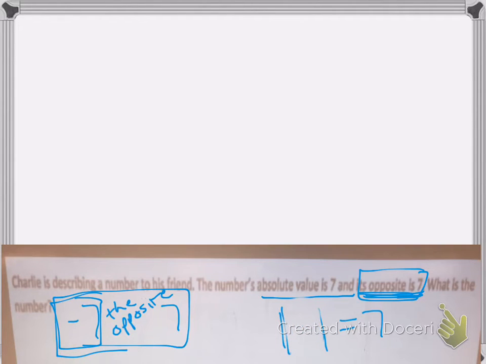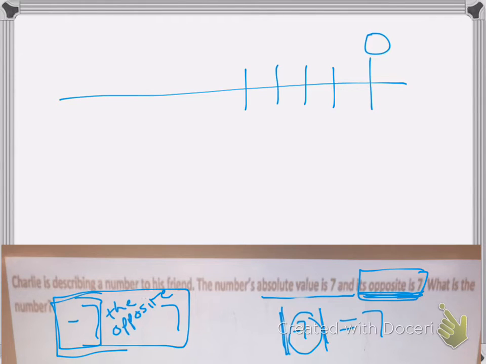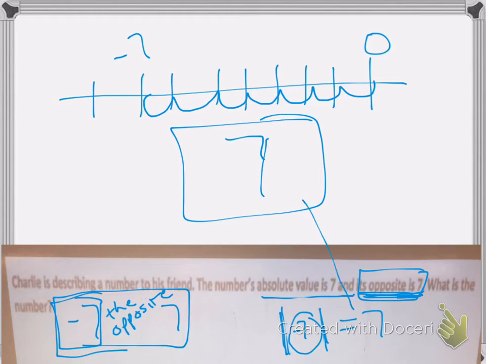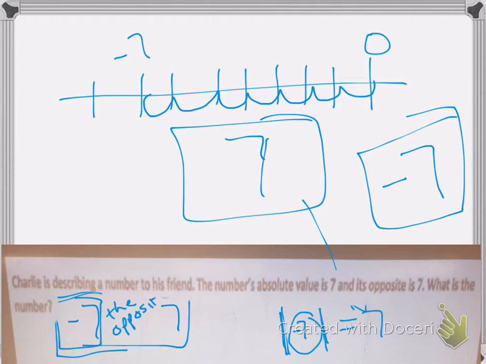Let's see if it works for the absolute value. If I make this a negative 7 inside our absolute value sign, remember, absolute value is always going to be positive. So whatever this is, it's the distance from 0. So here's 0, and negative 7 is here, and that's 1, 2, 3, 4, 5, 6, 7 away. The absolute value is 7 here, which is perfect. So our answer is negative 7 is the number we're looking for.